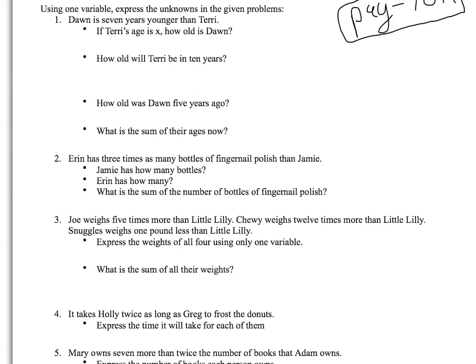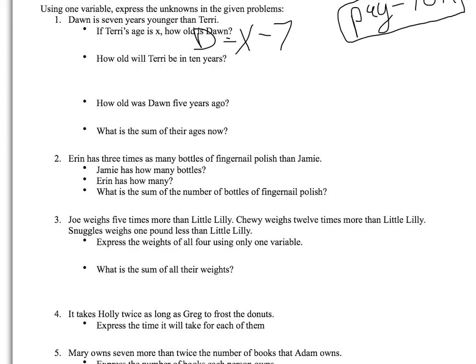Use one variable to express the unknowns in the given problem. So, Don is 7 years younger than Terry. If Terry's age is X, how old is Don? Well, Don is 7 years younger than Terry. So if Terry is X years old, Don being 7 less than those, we're going to have to subtract 7 from that. In this, we'll say equals D, or D for Don's age.